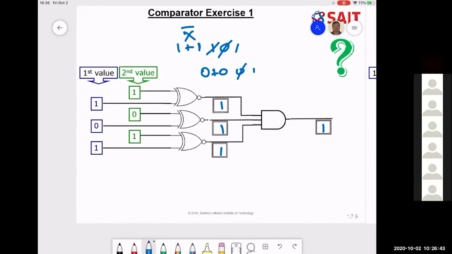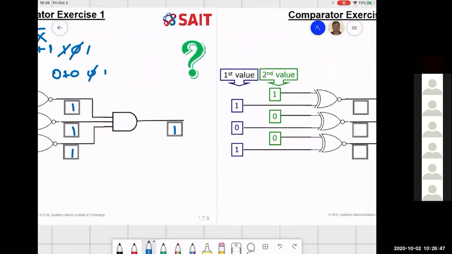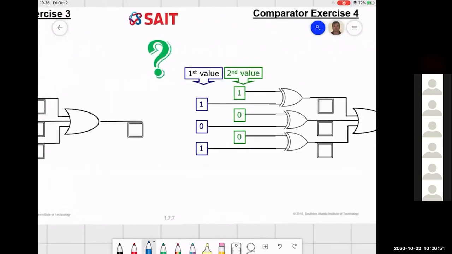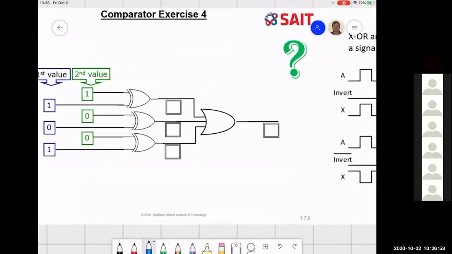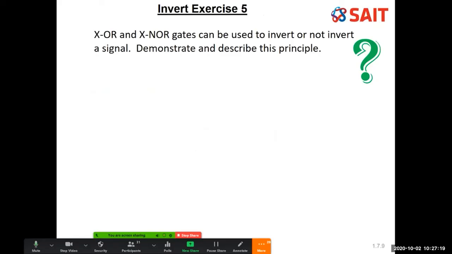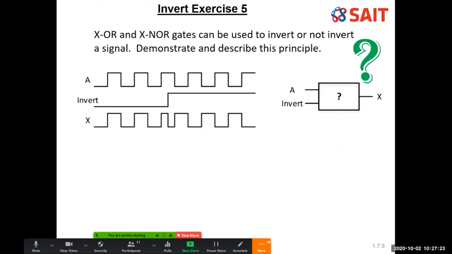So you've got to break it down into these baby steps again in order to be able to solve these. I'm going to leave exercises 2, 3 and 4 for you guys to do on your own. Actually, I've got something here to describe what we're doing.